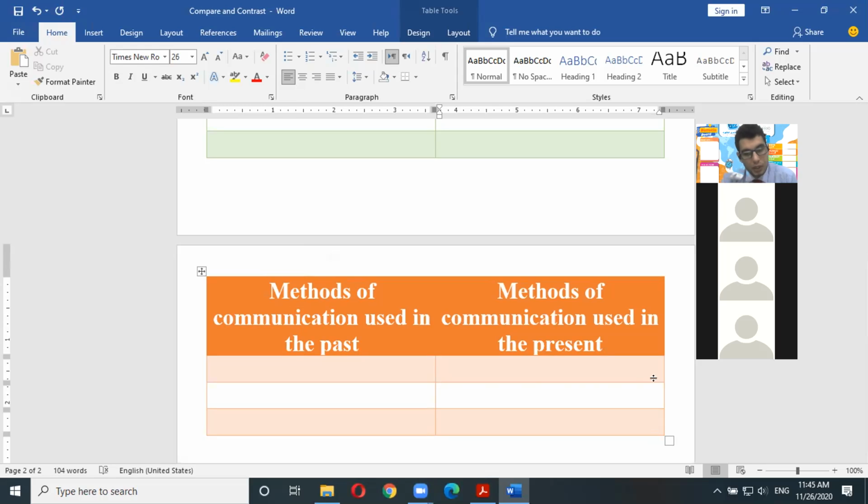I know page 44 is a compare and contrast. I really know that, but I want you to use the computer. We're in the age of technology, man, in the 21st century. I thought we were in the 20th century, oh my God, but it turned out that we are in the 21st century.